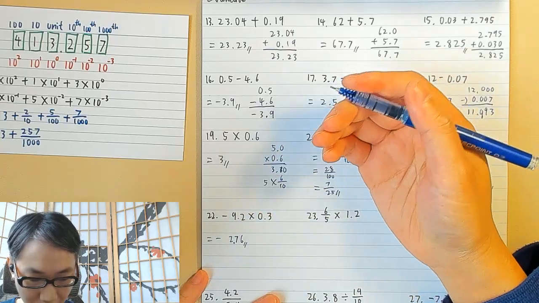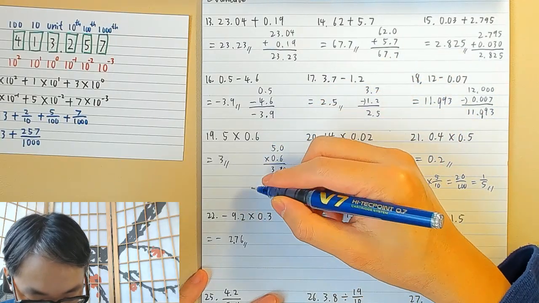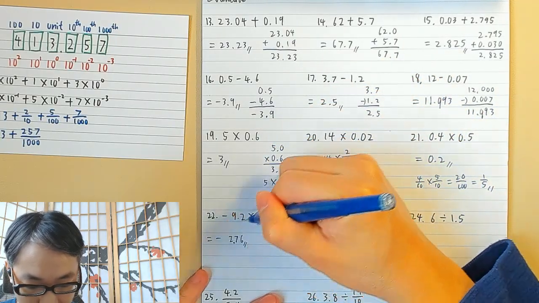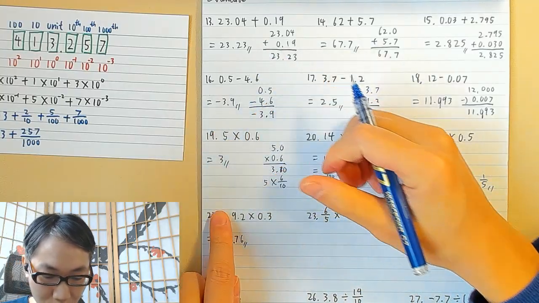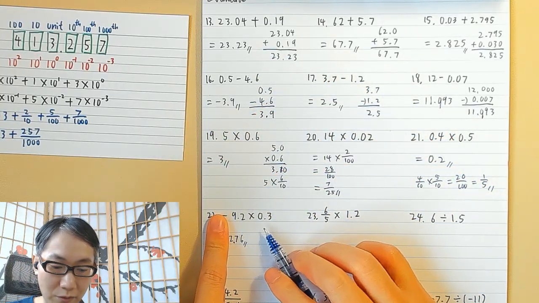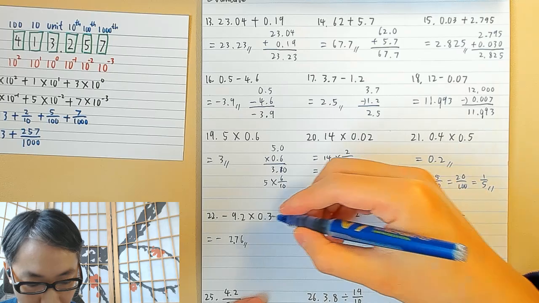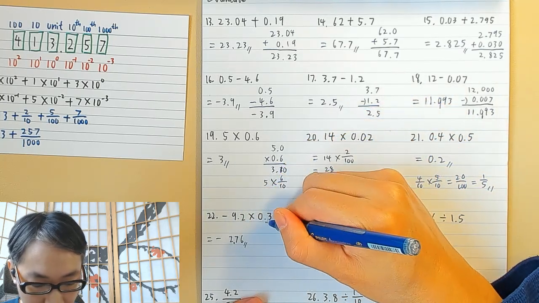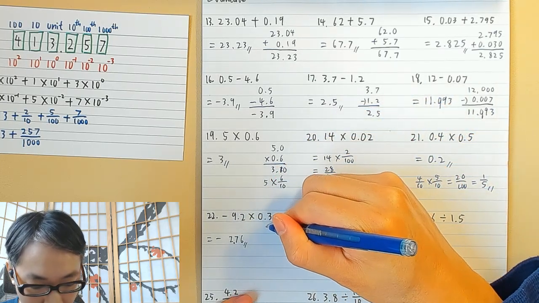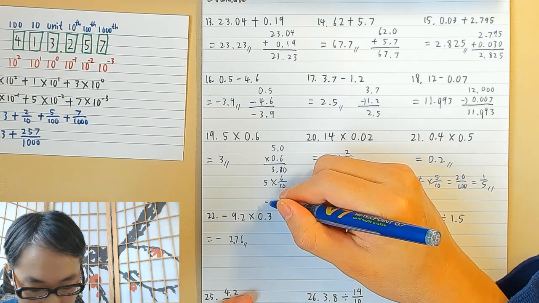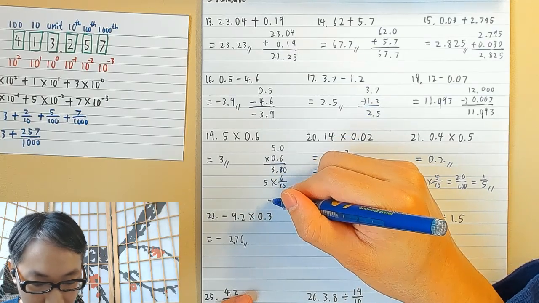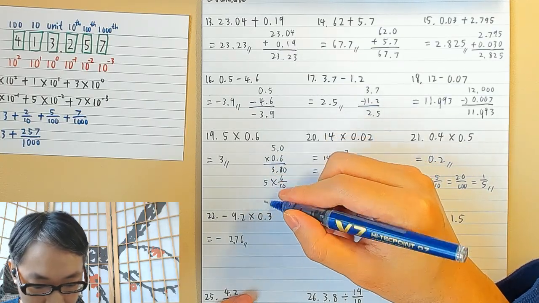So we know it's negative. That's just showing negative, and then we do 9.2 times 0.3. For 9.2 times 0.3, we can use fractions, but actually using decimals, multiplication will be easier here.